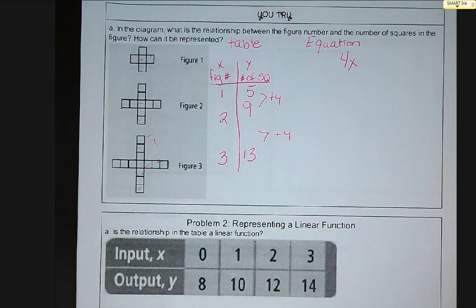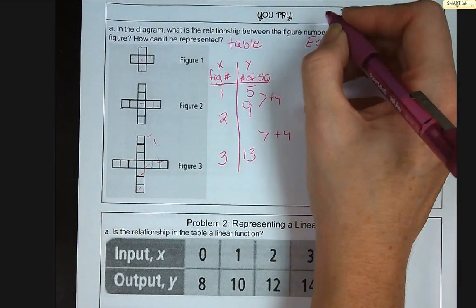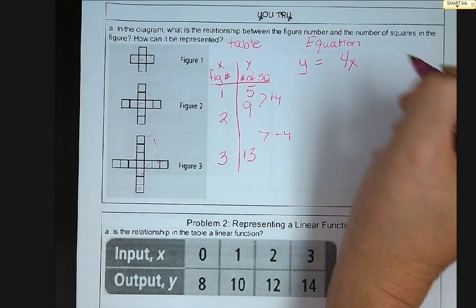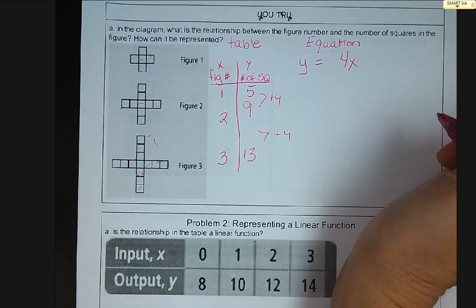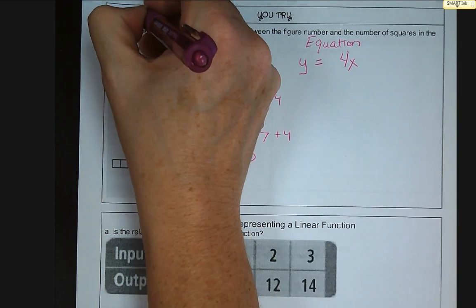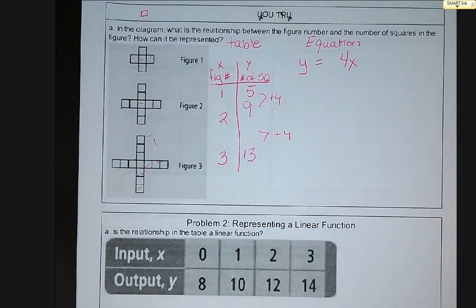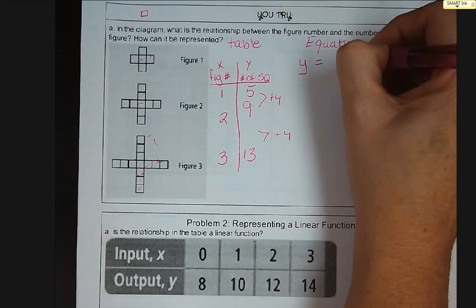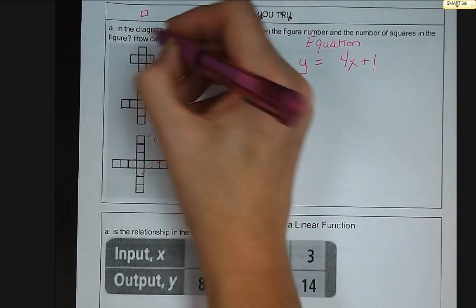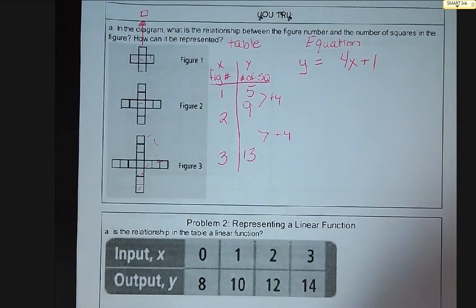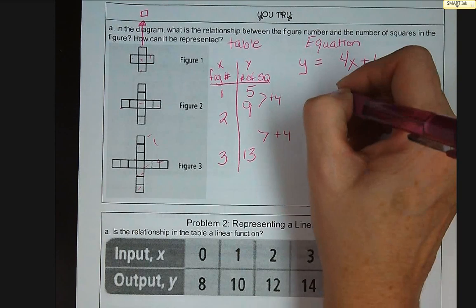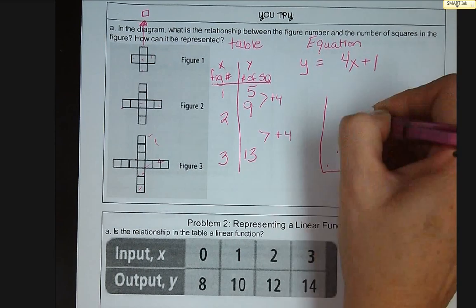And what did we start with when x is 0? So if we took away the pattern, if we worked one step backwards and we took away each of the arms, all we're going to have is one lonely little square in the middle there. So 4x plus 1. Okay. Do we want to make a graph? It will be linear.